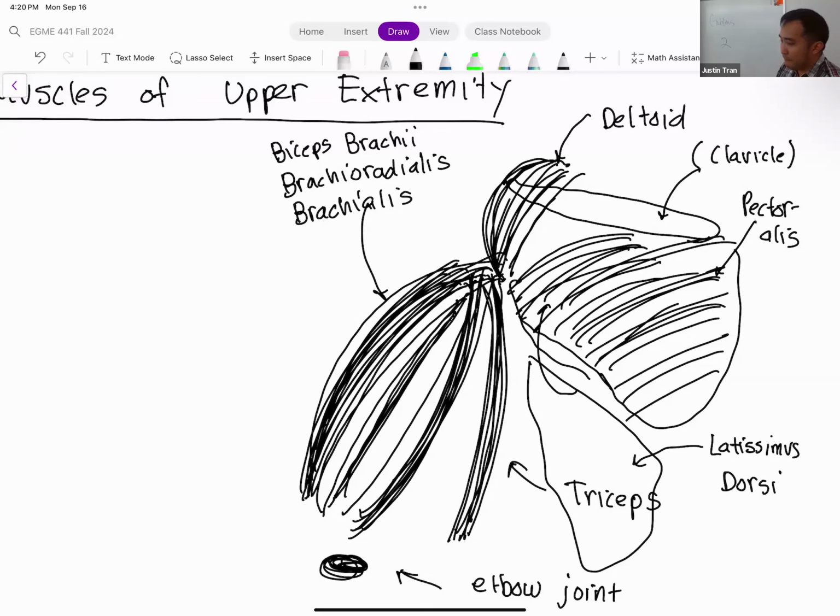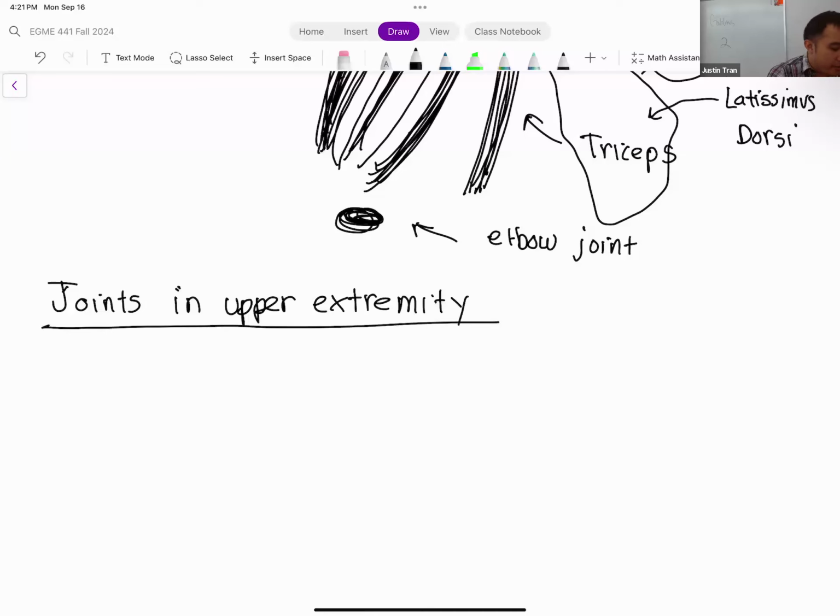Okay, so the joints in the upper extremity, we have five of them. The top two are the ones we're really going to be focusing on, because those are the ones that are more subject to injury. So the first one is the shoulder joint. Oftentimes, what you'll see in textbooks is that joints are referred to by the bones that connect the joint. So another name for the shoulder joint is the humeroscapular joint.